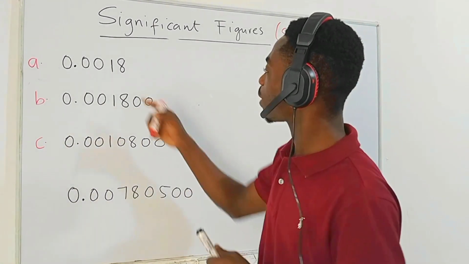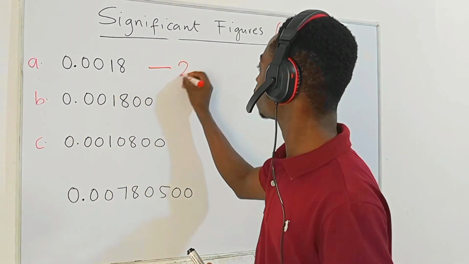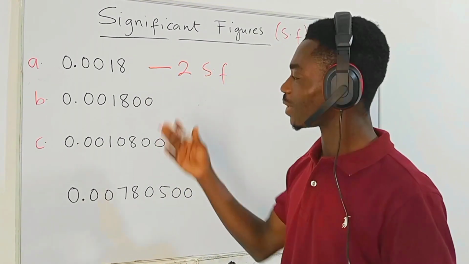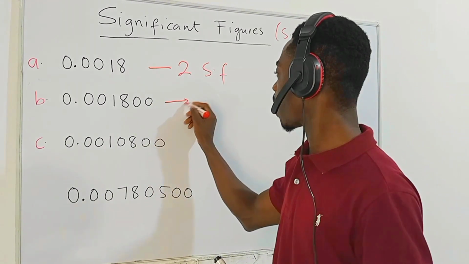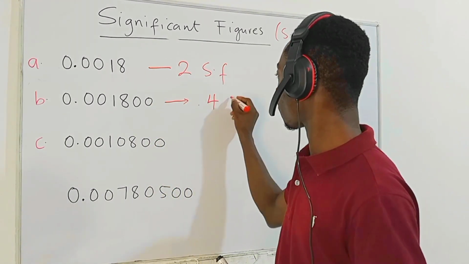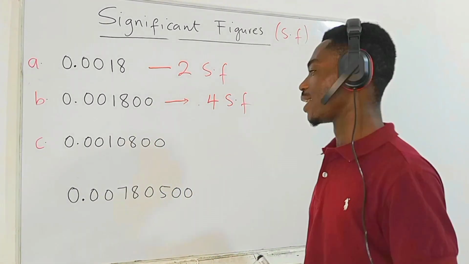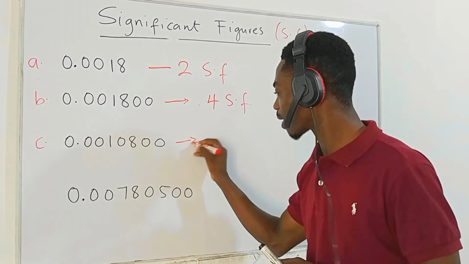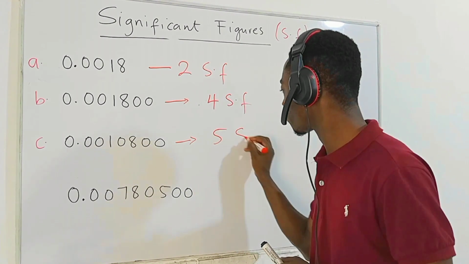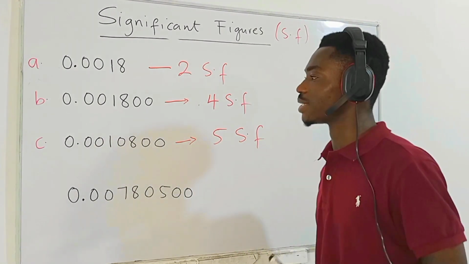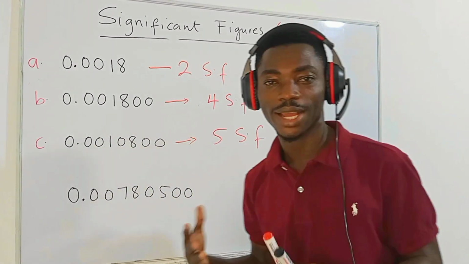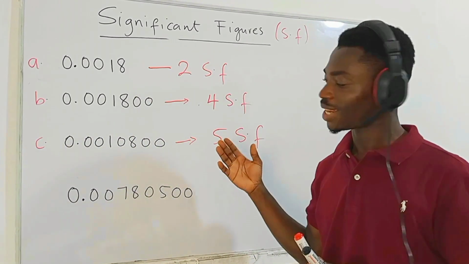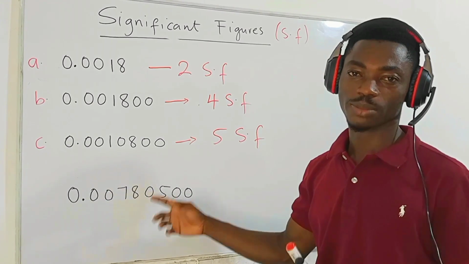With this first example, we have two significant figures in it. What about B? With B, we have four significant figures. What about C? With C, we have five significant figures. But the question is, how did I come up with all these numbers of significant figures? Let's use this example right here to explain.